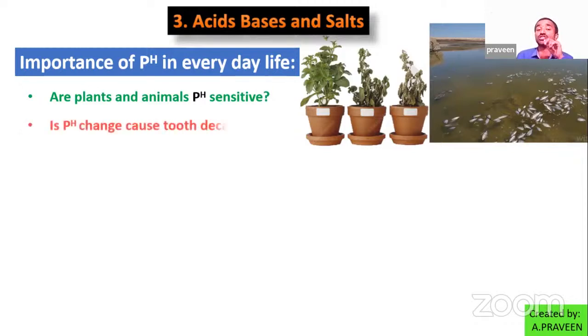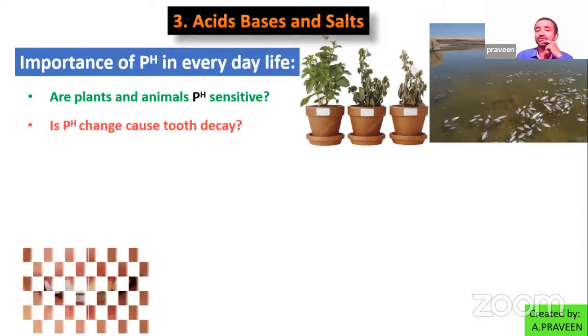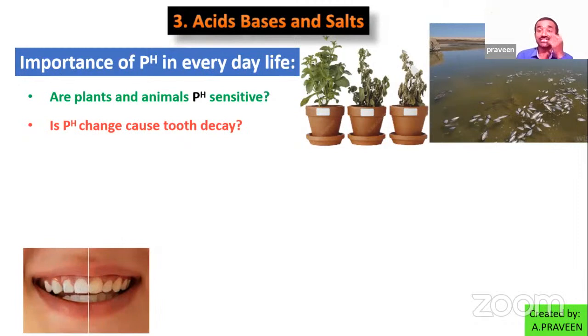The next, pH change causes tooth decay. See that image. So change, yellowish color or black color, or damages the gums. So it is the effect of a pH change in your mouth.